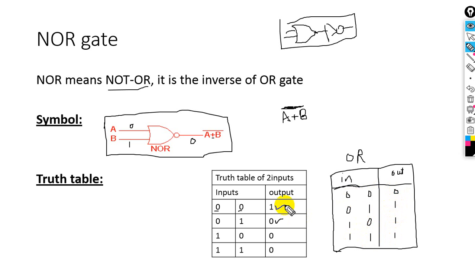But in this case, we can say this is the inverse of the OR gate. So if here the output is 0, here the output will be 1. In these cases the output is 1, but in the NOR gate the output is 0.